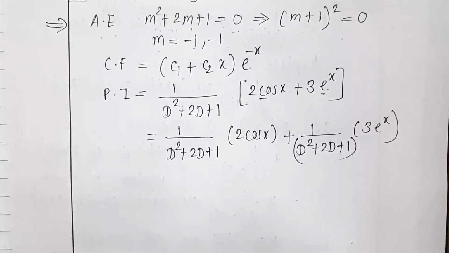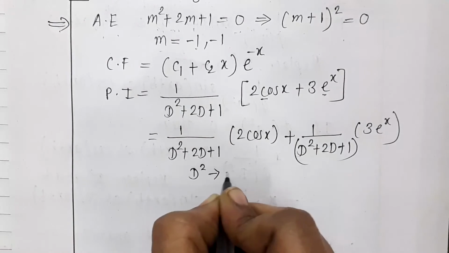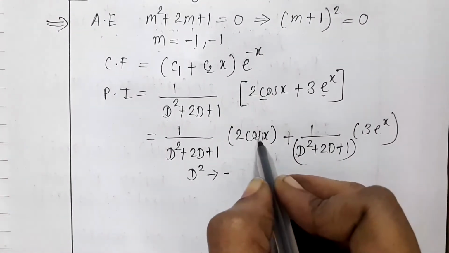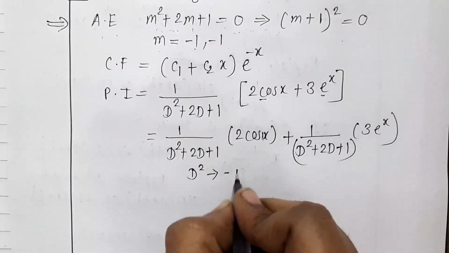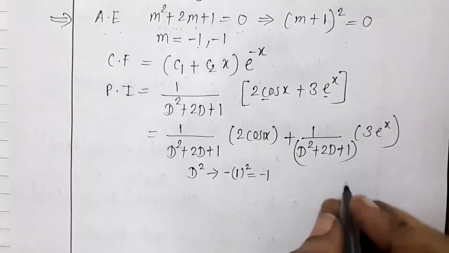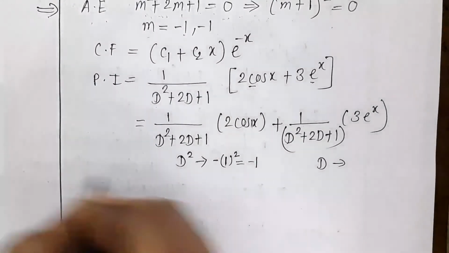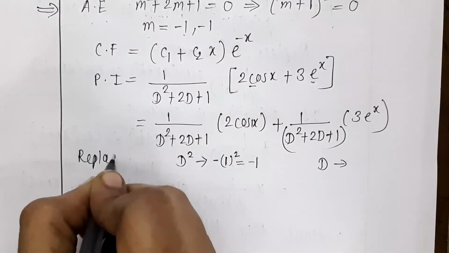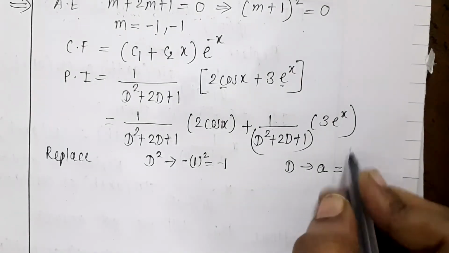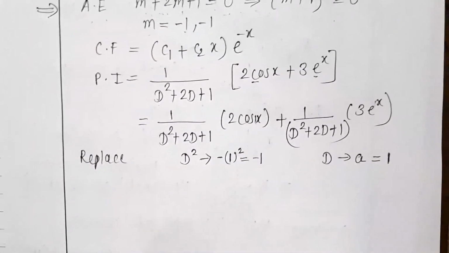So what is the replacement for the trigonometric term? We replace D square by minus a square. What is a? a is the coefficient of x. The x coefficient here is 1. So replace D square by minus 1 square, which is equal to minus 1. And in the second part, replace D by a. What is a? a is the coefficient of x in the exponential term. So it is 1. So replace D by 1.